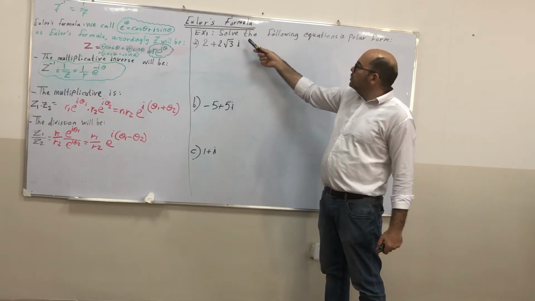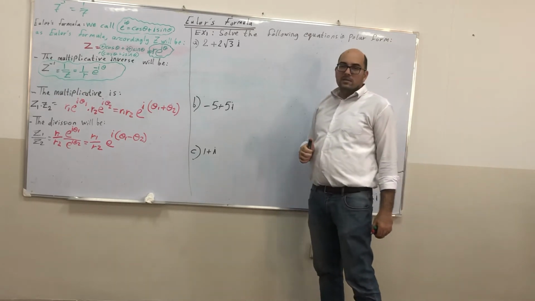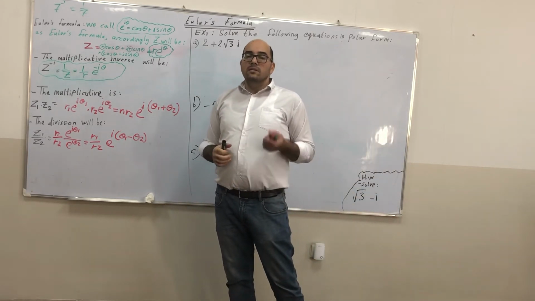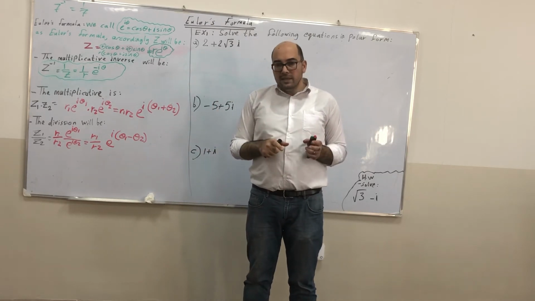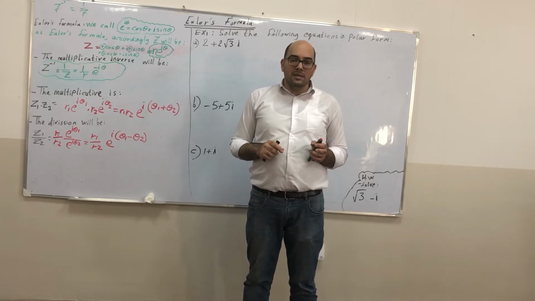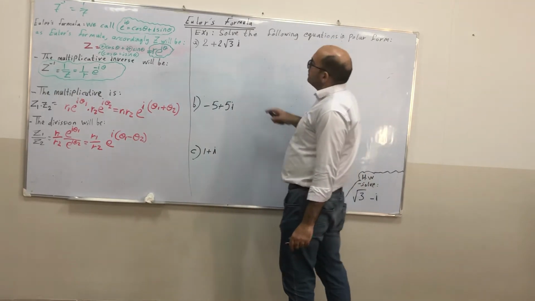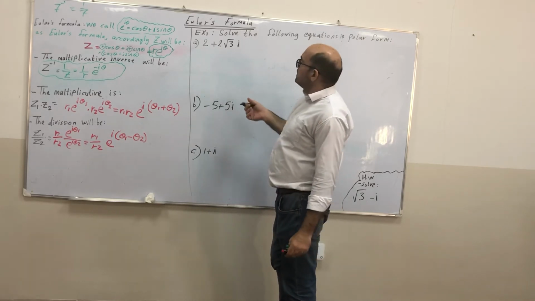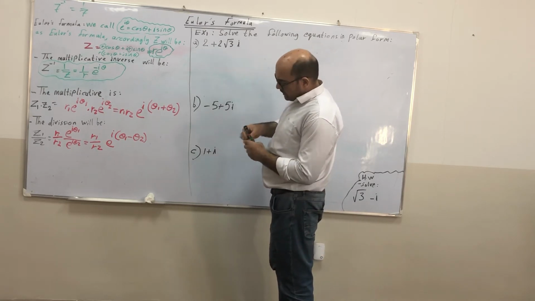Suppose the question is, solve the following equations in polar form. Once it says that it's in polar form, that means you have to convert your calculator from degrees to radians. If you don't do this, you will get wrong answers. So focus with me. Here it says that the number is 2 plus 2 root 3 i. So what's the first thing I should find? I should find r. Let me use a different color.